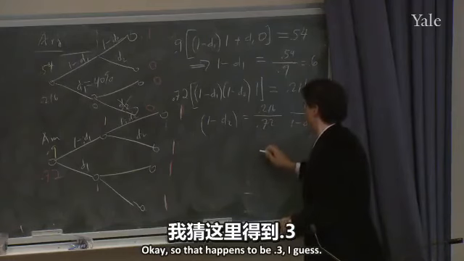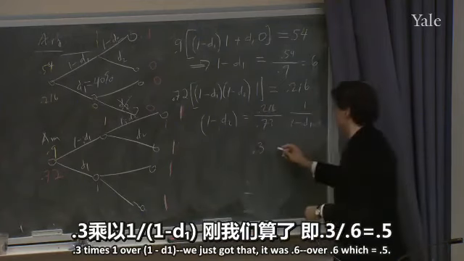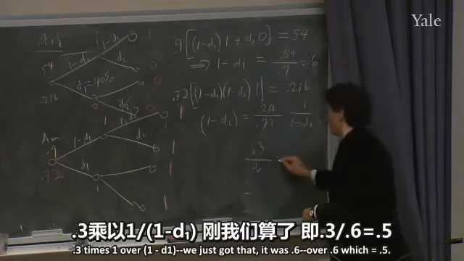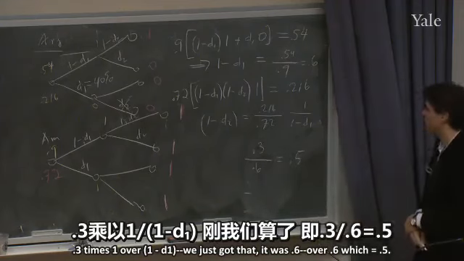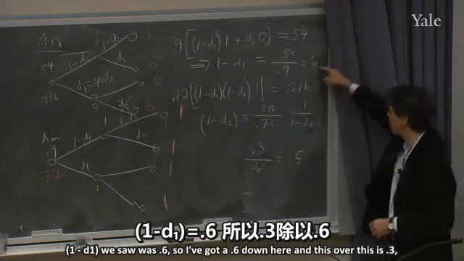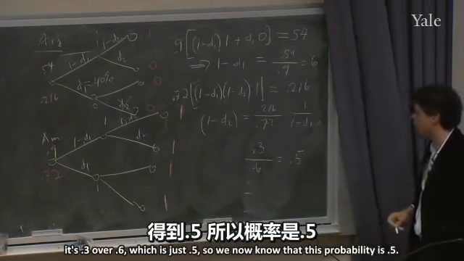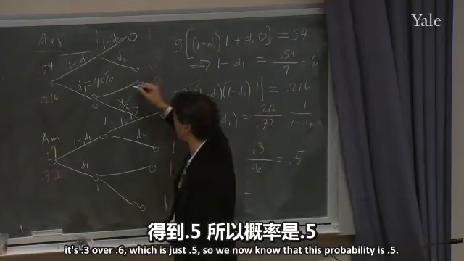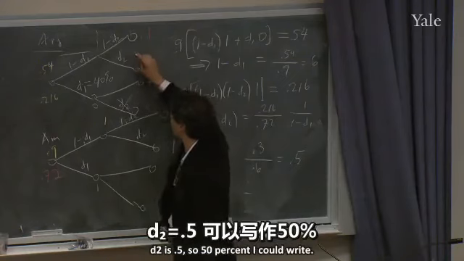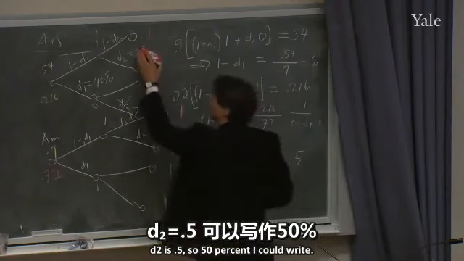0.3 times 1 over 1 minus D1. We just got that 1 minus D1 was 0.6, so I've got a 0.6 down here, and this over this is 0.3 over 0.6, which is just 0.5. So we now know that this probability is 0.5. D2 was 0.5. So 50% I could write.